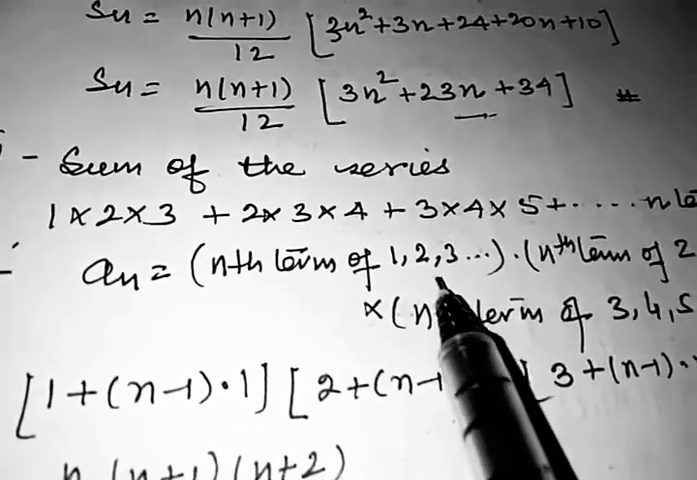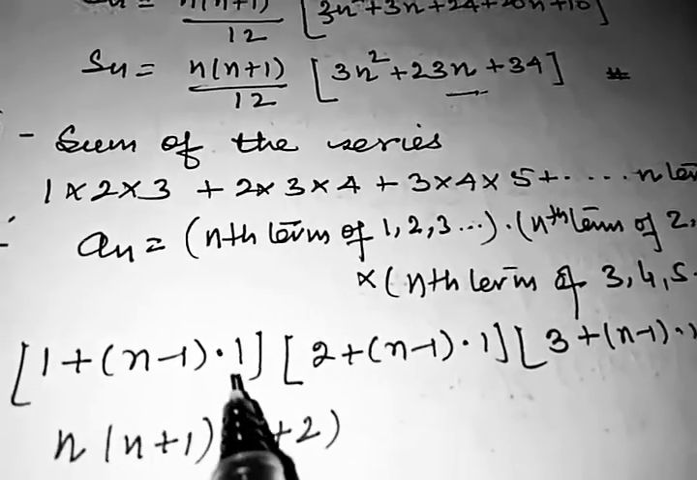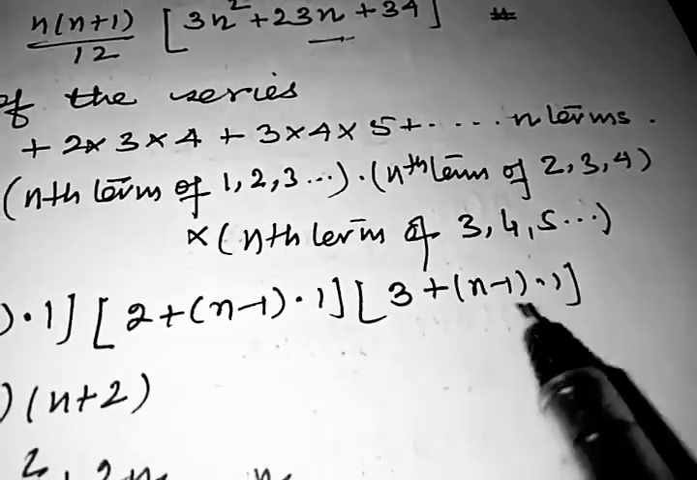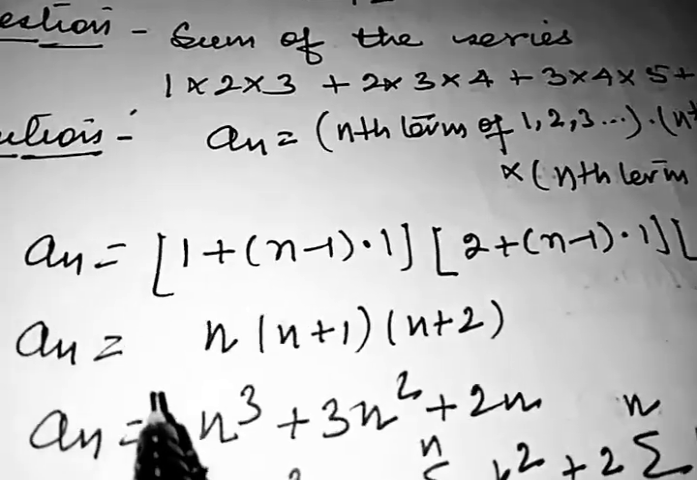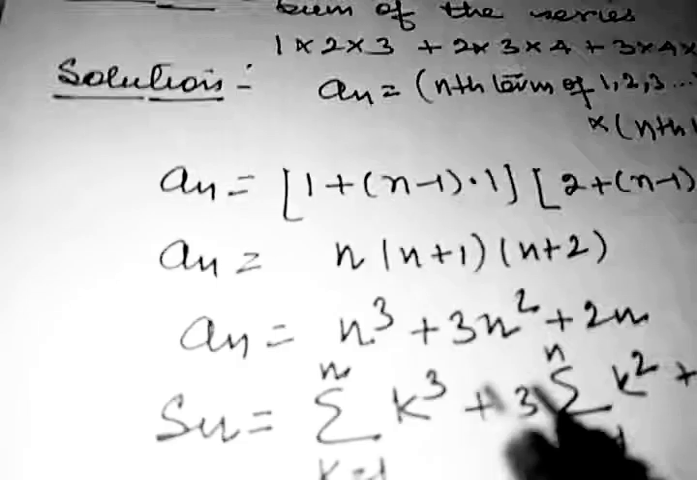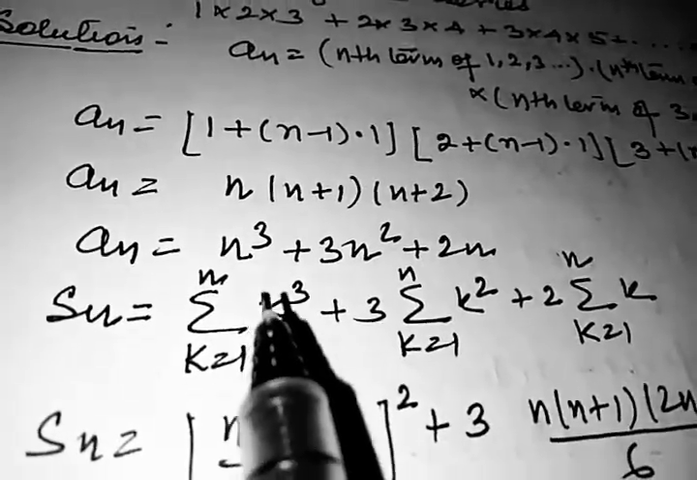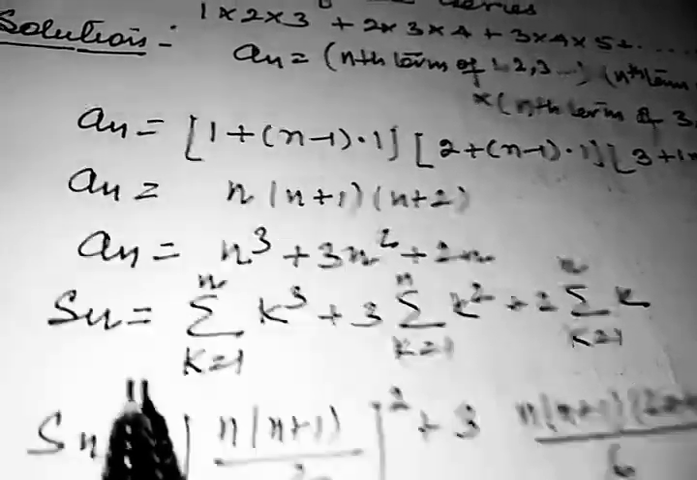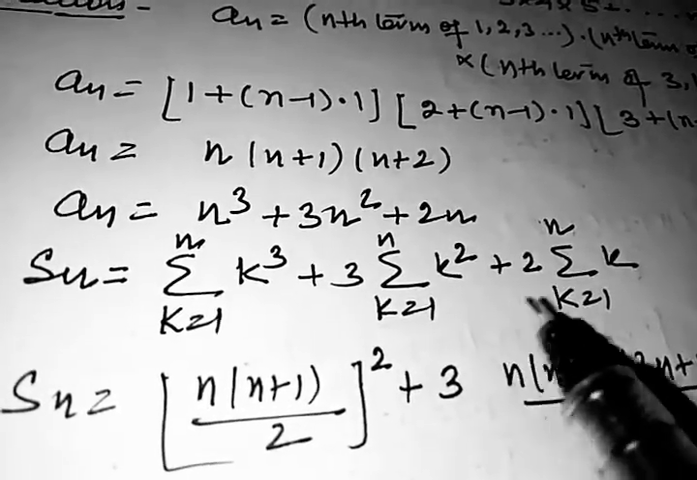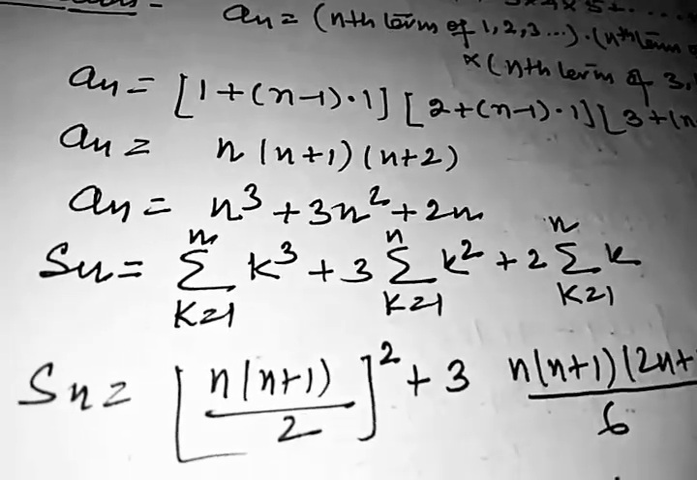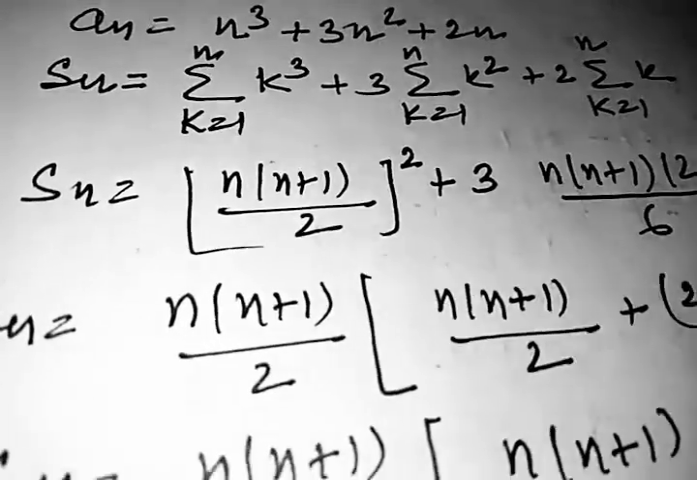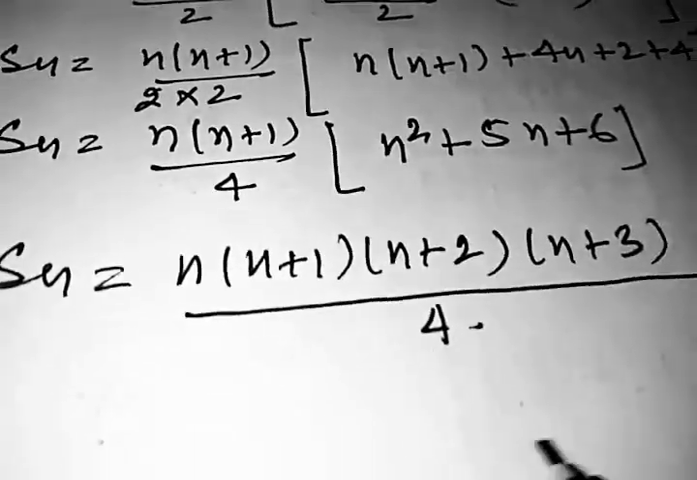So the nth term of 1, 2, 3, which is an AP, will be a plus (n minus 1)d. This is also an AP, so a plus (n minus 1)d. This is also an AP, so a plus (n minus 1)d. So we are left with this. This is your An. Now multiply all this. So we get An equal to n cube plus 3n square plus 2n. So Sn will be equal to sigma k cube plus 3 sigma k square plus 2 sigma k here. In the value of Sn, put the value of k cube, k square and k. So we get this thing here.